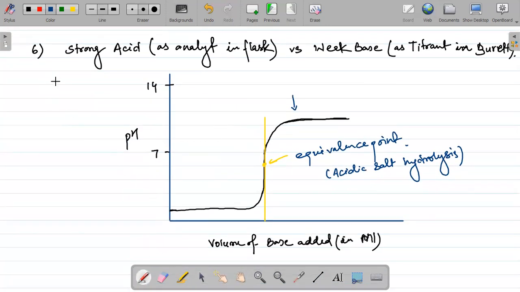ठीक है, ऑल्सो ये वाला चीज अगेन हम लोग अवॉइड करते हैं. Not practically executable, not practically done in lab.